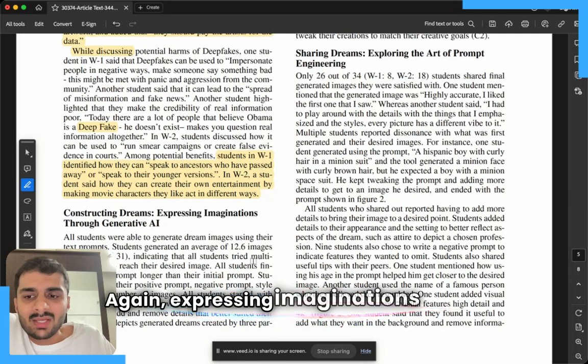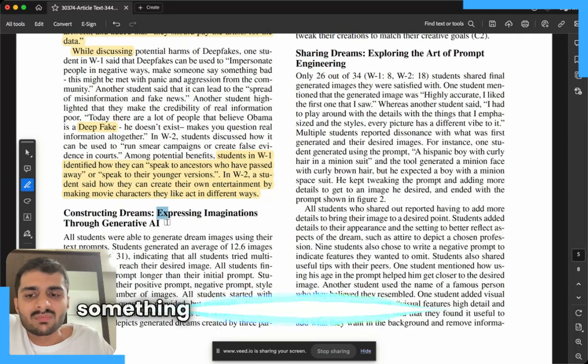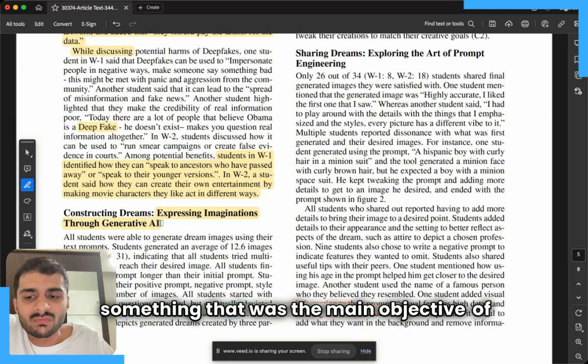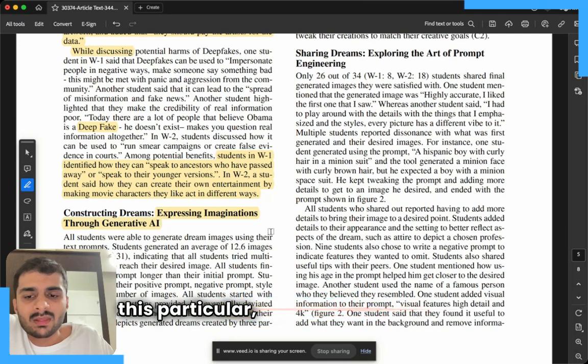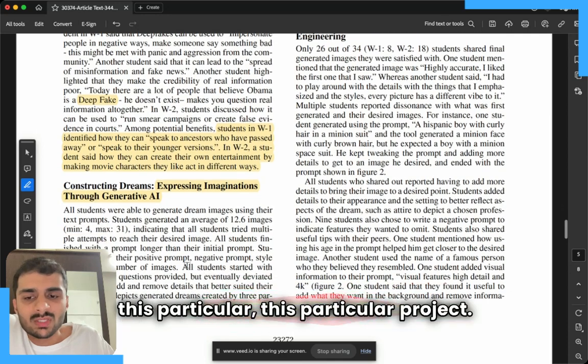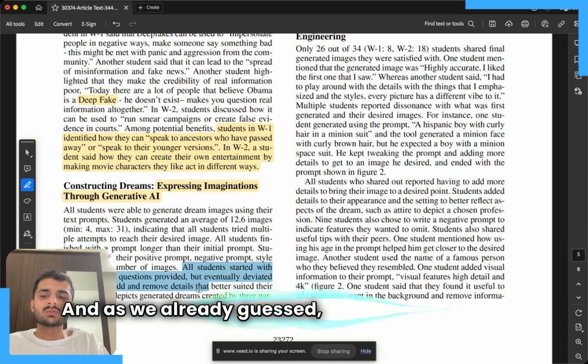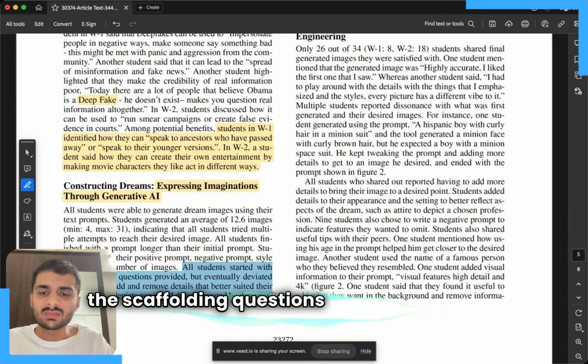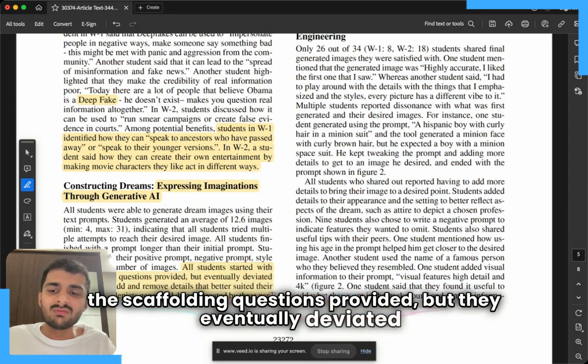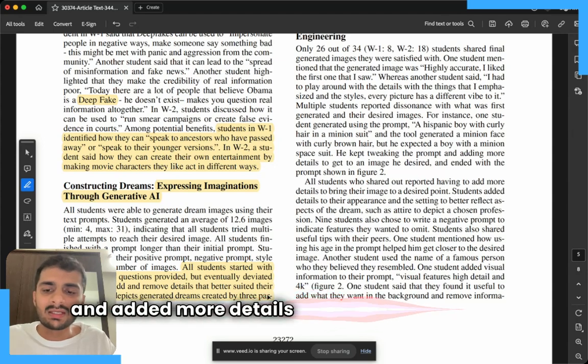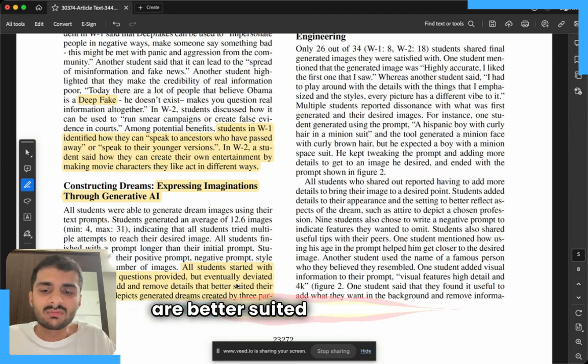Again, expressing imaginations through generative AI was the main objective of this particular project. And as we already guessed, students started with the scaffolding questions provided, but they eventually deviated and added more details or removed details that are better suited for their goal.